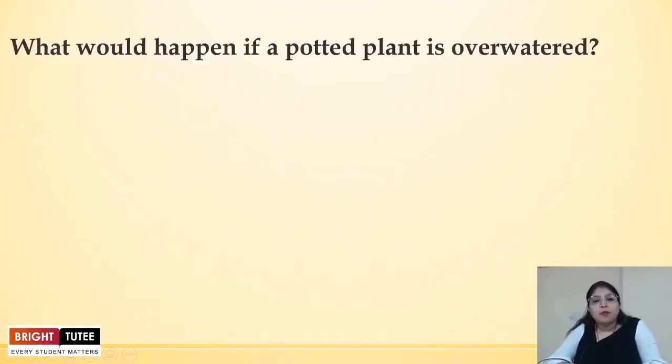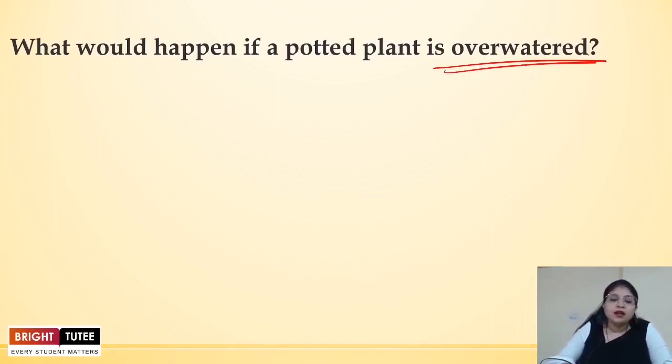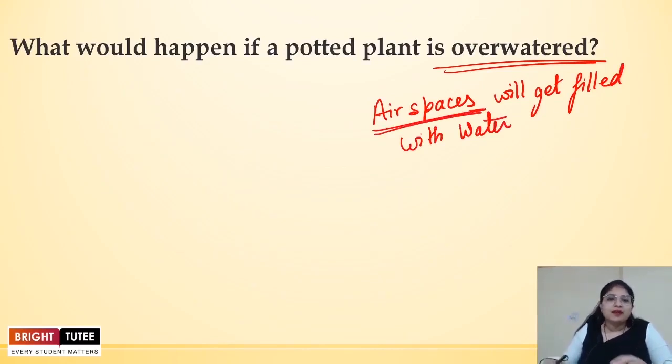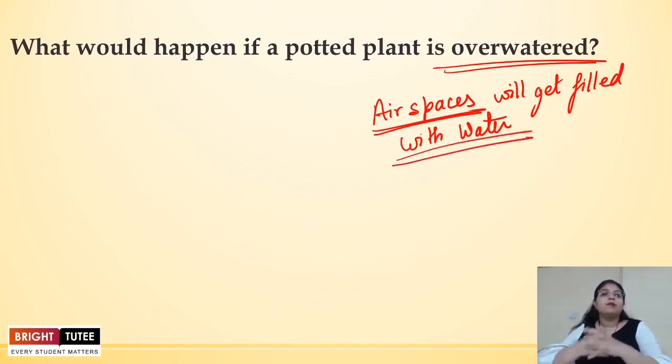What would happen if a potted plant is overwatered? Now, if you think about it, if you overwater the soil, the air spaces which are there will get filled with water, right? And because of that, there won't be any air spaces present, and the roots will not be able to respire, and eventually they will rot and the plant will die, right? So in this way, we see that optimum water is important. That means the water shouldn't be less and it should not be more.